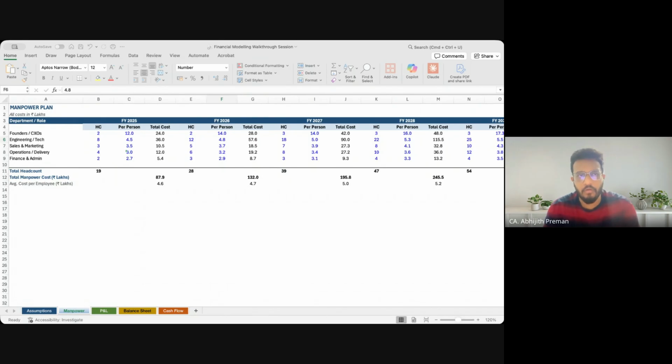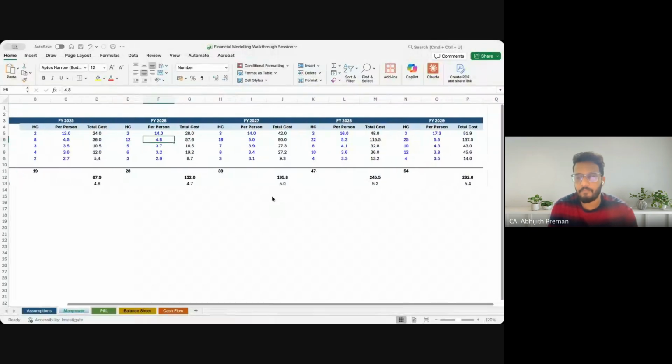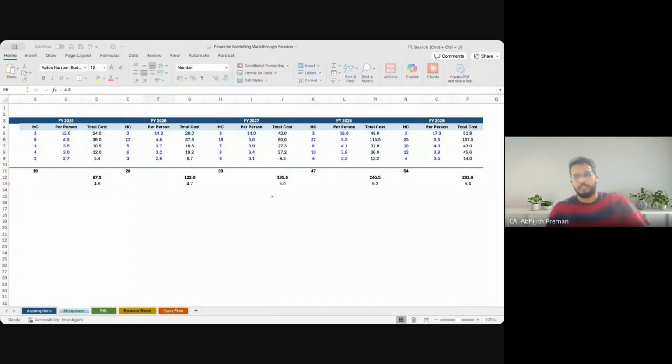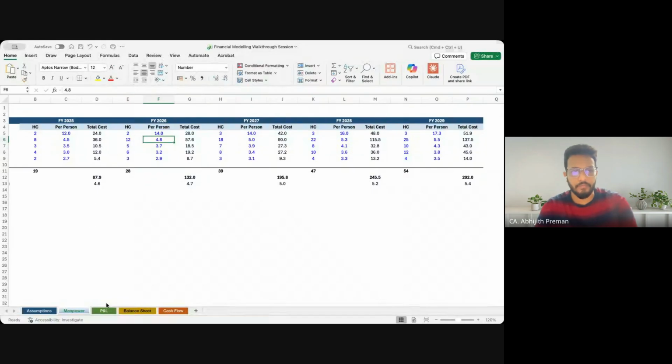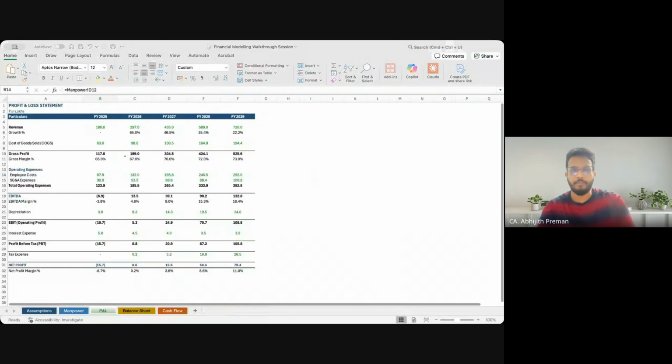So the total cost is nothing but headcount into pay per person. Okay. So that way we get 24 lakh, 36 lakh, 10.5, 12 lakh, 5.4. So total comes to 87.9. So here we have 19 headcount. In the next year, we increase the engineering team. So year by year, I have kept an assumption here, for 5 years. Okay, so I think that is also clear. Now we'll go to the P&L sheet. Okay.